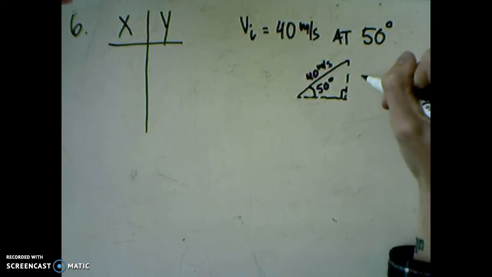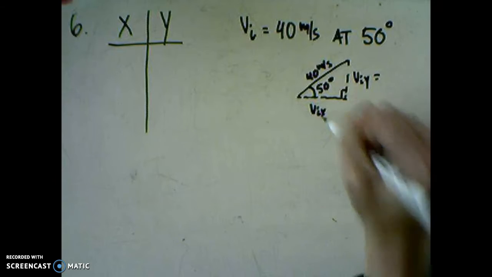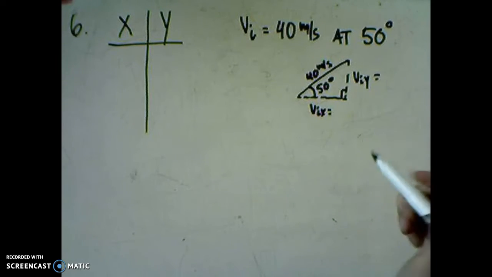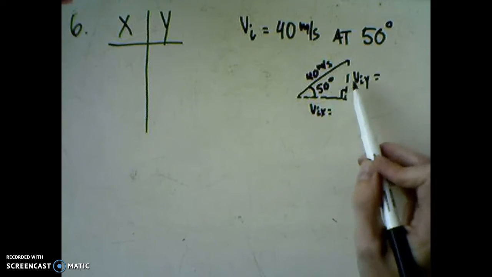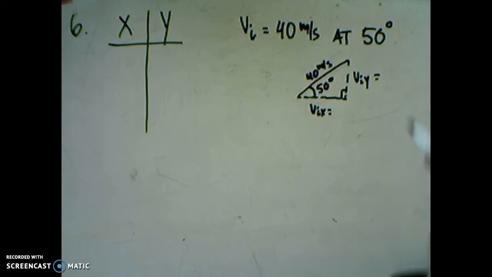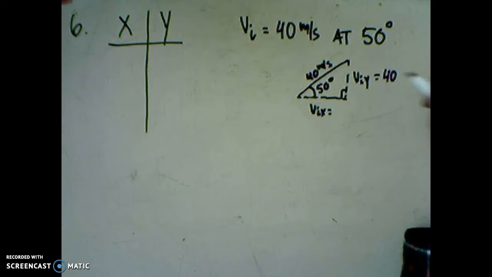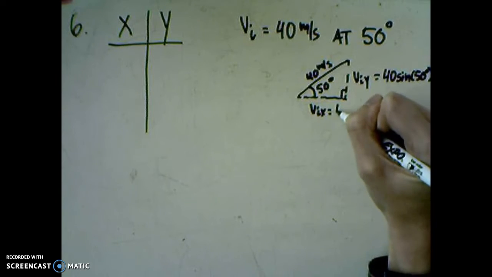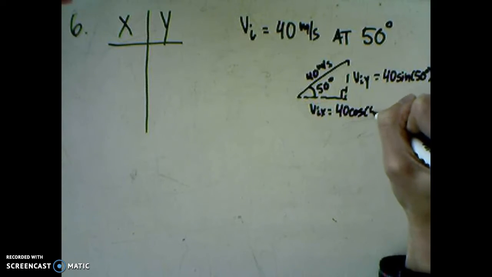So first I'm going to need to figure out my VI in the Y direction and my VI in the X direction. Now I know from my right triangle trig, SOHCAHTOA, that I can use sine to figure out the Y and cosine to figure out the X. So to figure out VIY, I'm going to do 40, which is my hypotenuse, times the sine of 50 degrees. And my X component is my hypotenuse times the cosine of 50 degrees.